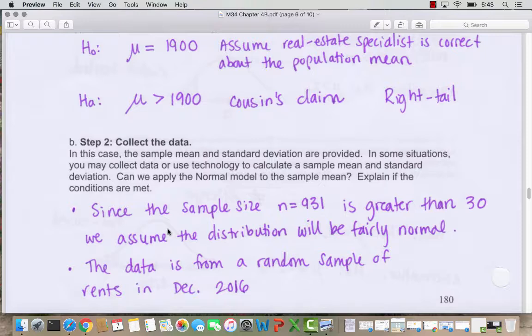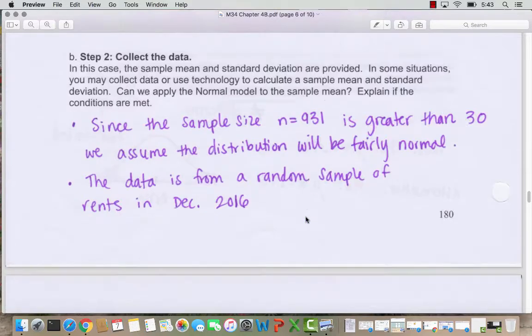Our next step is to collect the data. So we have the data already collected for us. So we want to make sure that the normal model is appropriate for this data that's already collected for us. So the first thing we check is the sample size. The sample size n equals 931 is greater than 30, so we assume that this distribution is going to be fairly normal, so that condition is met. The data is also from a random sample of rents in December 2016, so the condition that we have a random sample is also met. So these two criteria are met, and we're able to go about applying a normal model.